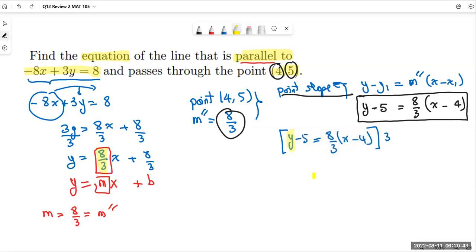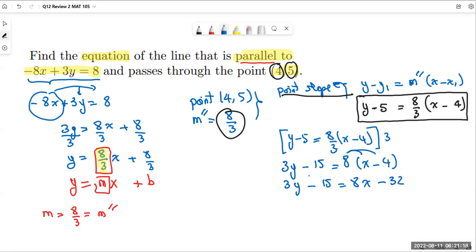So what's going to happen then? 3 times y is 3y. 3 times minus 5 is going to be minus 15. And the 3 here and the 3 here cancel out. If they cancel out, you're left with only 8 times x minus 4. So we get an equation which is friendlier. And you can make a distribution: 3y minus 15 equals 8x minus 32. Just do the distribution here.